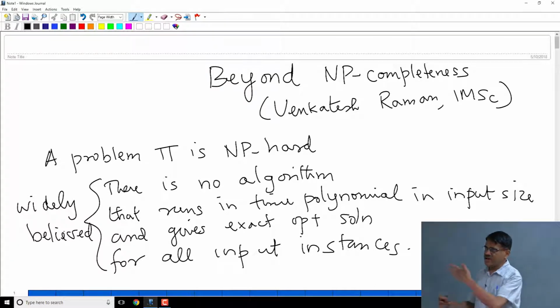Let us take our favorite problem, vertex cover. You have a graph and you want to find, let us say, the minimum vertex cover in the graph. For that optimization problem, because testing whether there is a vertex cover of size k is itself NP hard, you do not expect an algorithm that will run in time polynomial in input size and give the exact optimum solution for every graph on n vertices. Because if you do have such an algorithm, then that would imply that P is equal to NP and we would have solved the conjecture, but that is not what people believe.